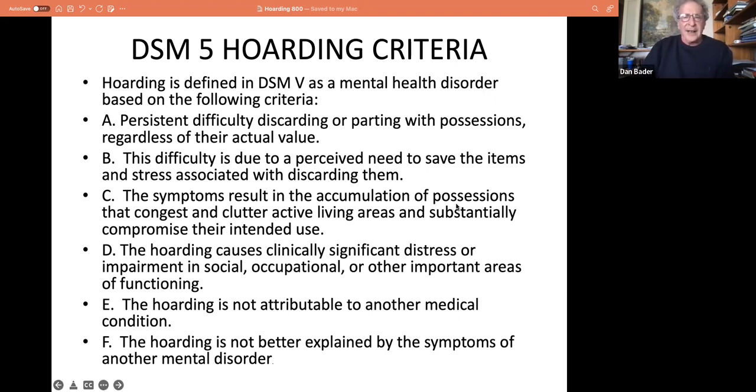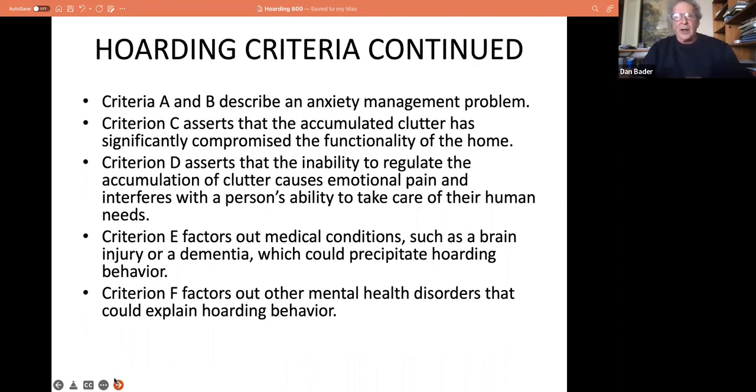Hoarding is defined in DSM-5 as a mental health disorder based on the following criteria. A, persistent difficulty discarding or parting with possessions, regardless of their actual value. B, this difficulty is due to a perceived need to save the items and stress associated with discarding them. So let me just go up to this next slide. Criteria A and B, which I just read, describe an anxiety management problem.